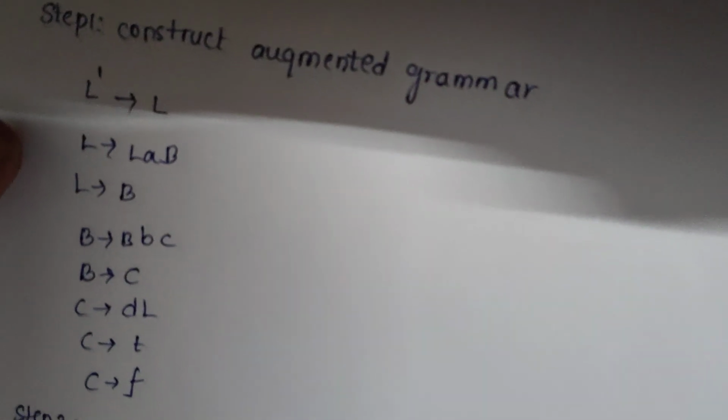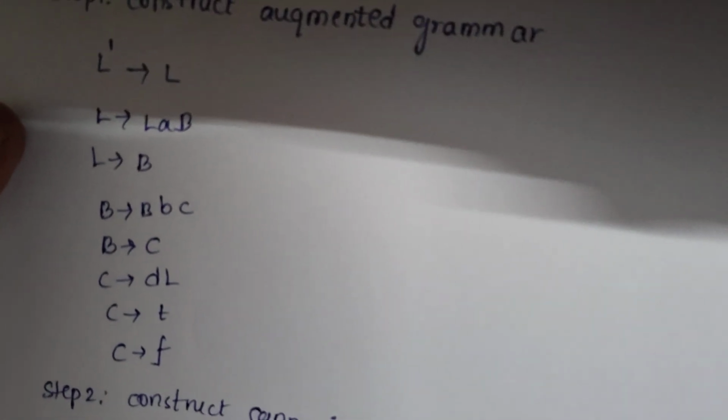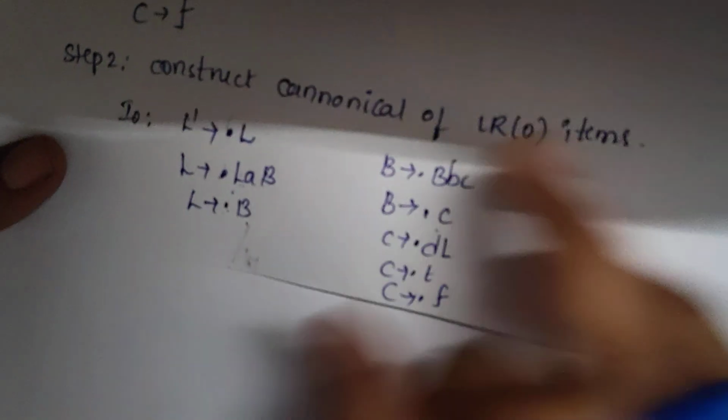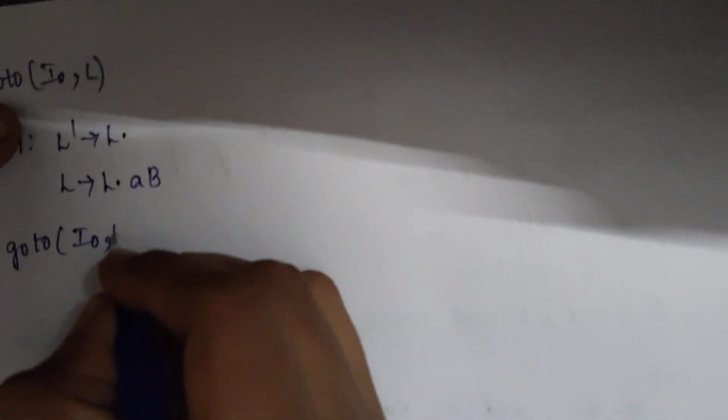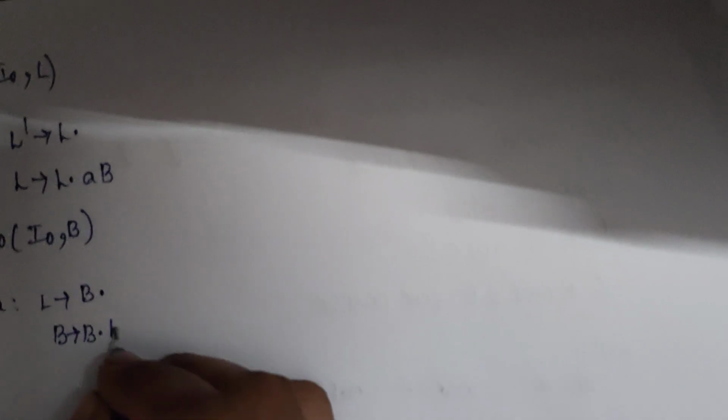Now go back to I0. L is completed, so which element do we shift next? B. So go to I0 comma B. What is it? We shift the dots, giving I2: L produces B dot, and B produces B dot C.